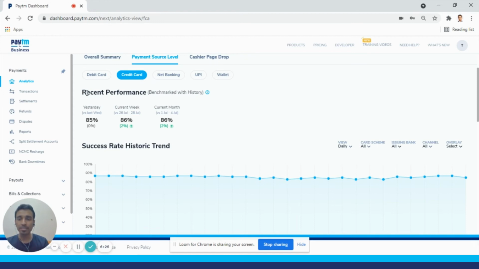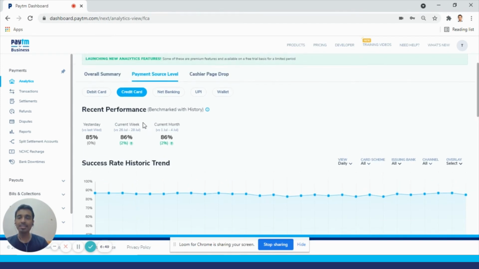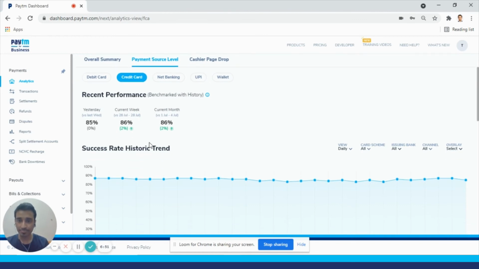Now here, as you can see in the recent performance section, the credit card transactions for this particular merchant yesterday had a success rate of 85%, which was 0% higher. So it is essentially on the same pace as it was last week as well. Whereas the current week view tells you that 86% of the transactions have been successful this week, which is 2% higher than it was last week. Okay, that is the view we are trying to figure out. So it's essentially the same view as the overall summary, but it is specific to credit card transactions.